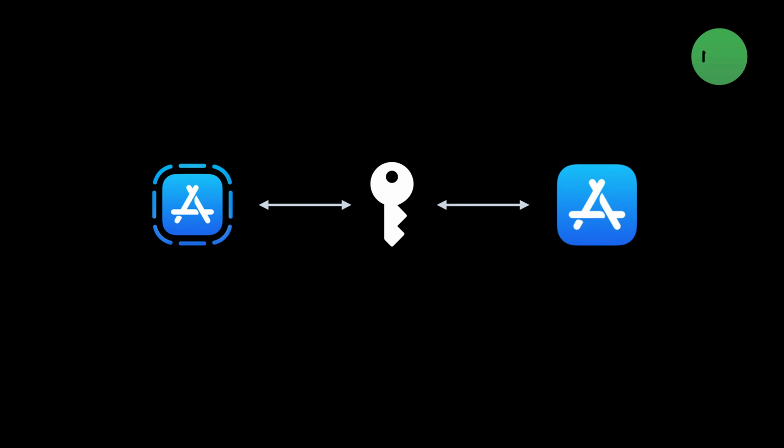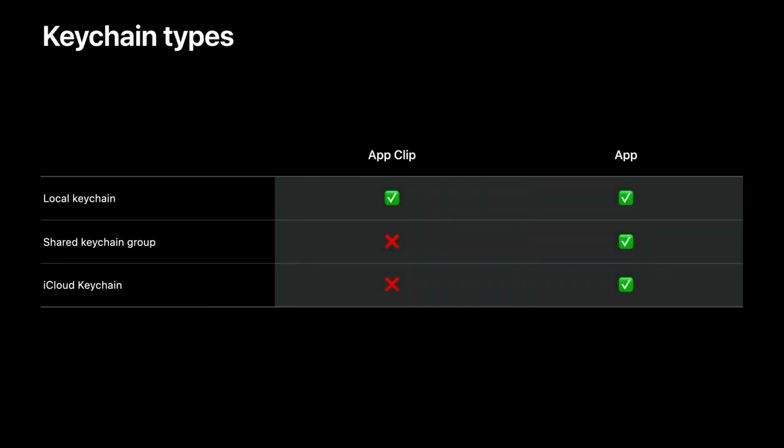New this year, when a user installs your app, items stored in your app clip's keychain are transferred from your app clip to your app. Now your app clip can simply store secure items in the keychain, and they will be moved to your app when it's installed. Shared keychain groups and iCloud Keychain are not supported. This keeps the promise to users that keychain information won't stick around when an app clip isn't used anymore.